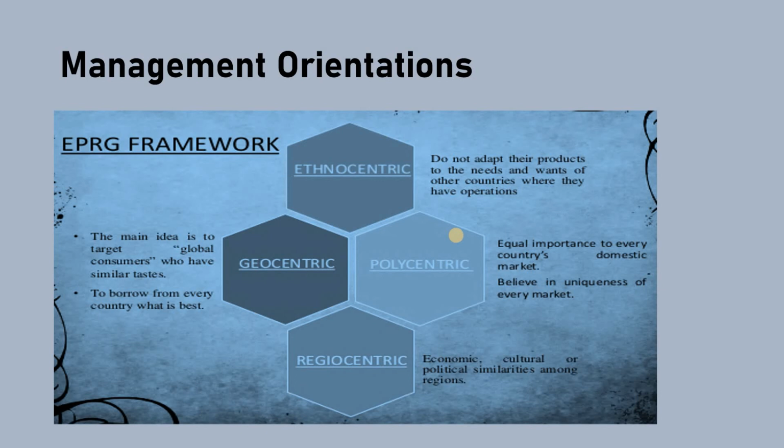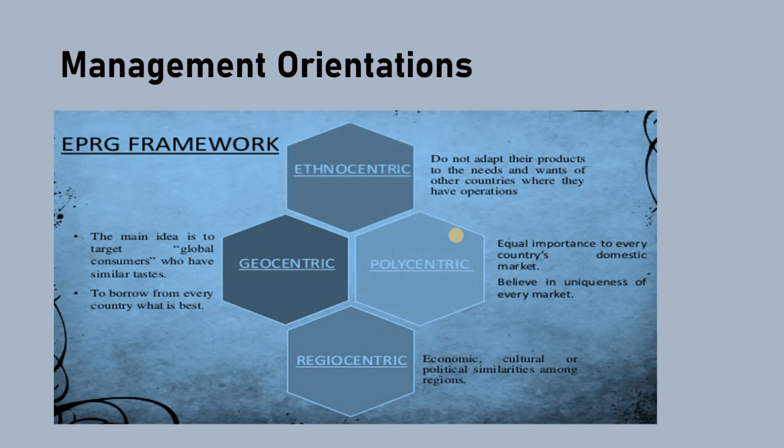Now, if I talk about geocentric orientation, it represents a synthesis of ethnocentrism and polycentrism. Okay, now it is a worldview that sees similarities and differences in markets and countries and seeks to create a global strategy that is fully responsive to local needs and wants. Now, a regiocentric manager might be said to have a worldview on a regional scale. The world outside the region of interest will be viewed with an ethnocentric or a polycentric orientation or a combination of the two, right? So this is the basic understanding.